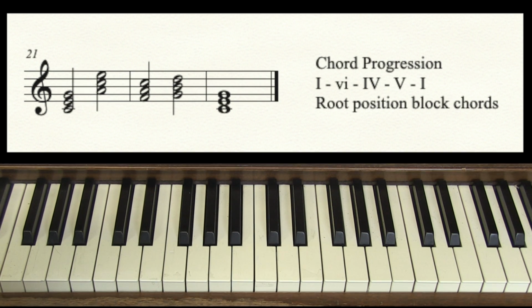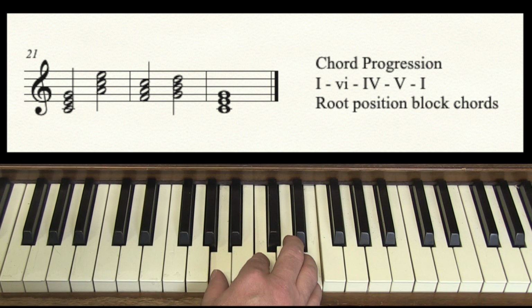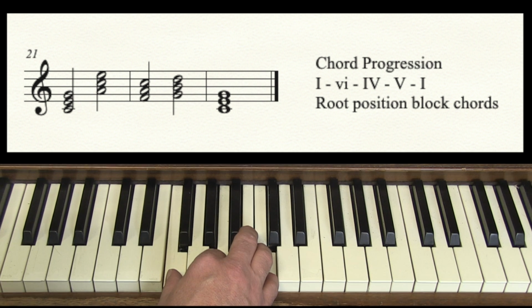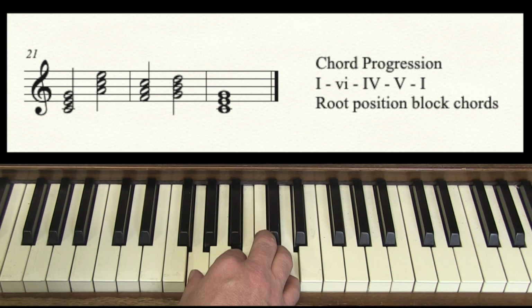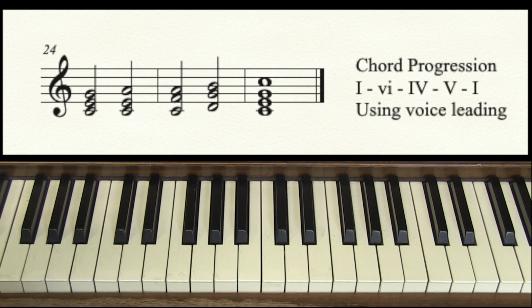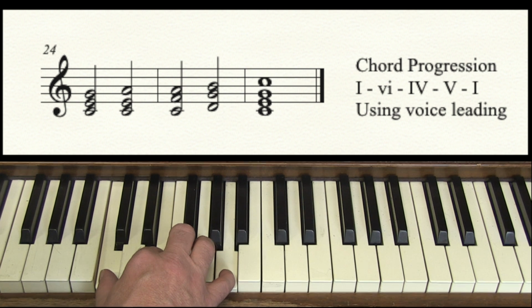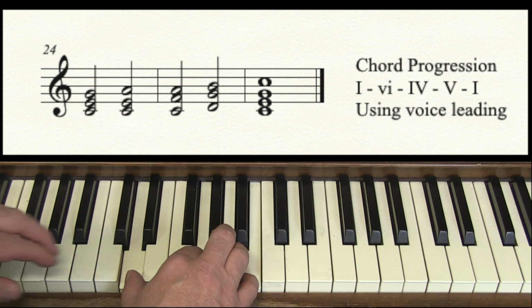Chord progression 1-6-4-5-1 using root position block chords. 1, 6, 4, 5, 1. Chord progression 1-6-4-5-1 using voice leading. 1, 6, 4, 5, 1.